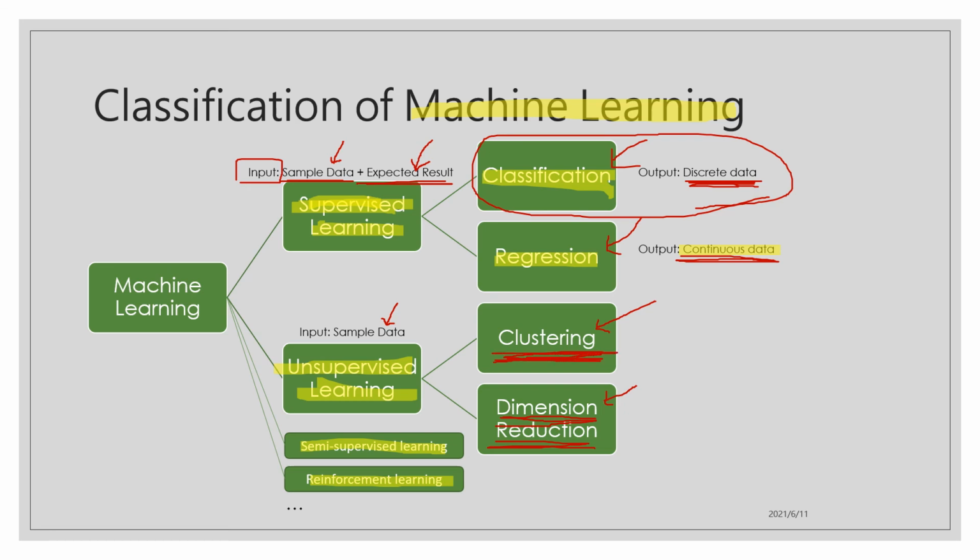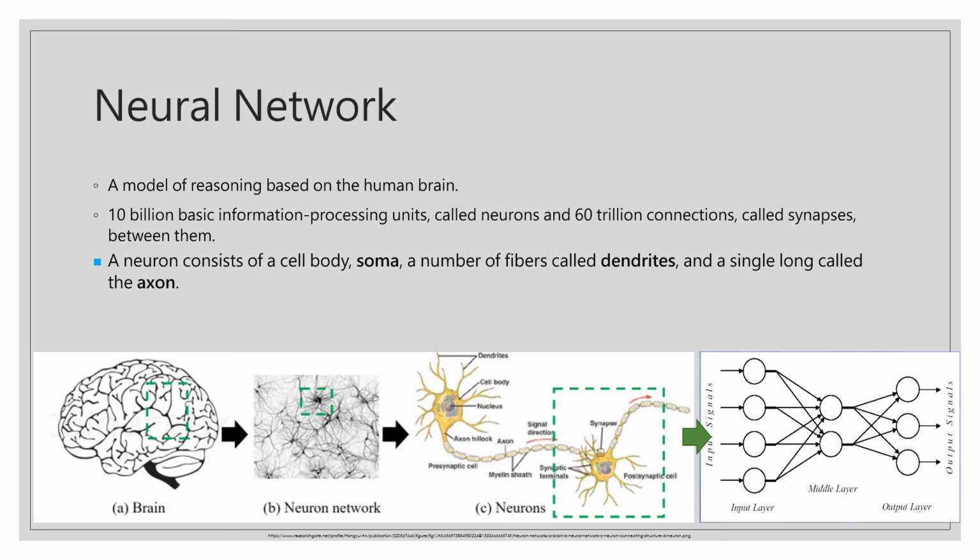So after we have talked about machine learning, we'll talk about one of the subsets of machine learning, which is the neural network. Deep learning comes from neural networks, so we learn neural networks first. Neural networks are inspired by our human brain, in the 1950s to 1960s something.